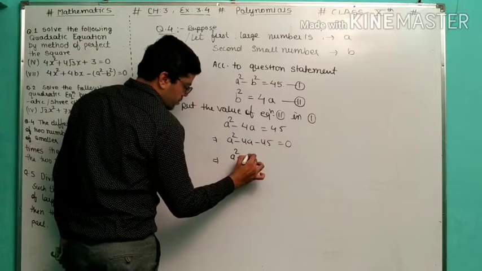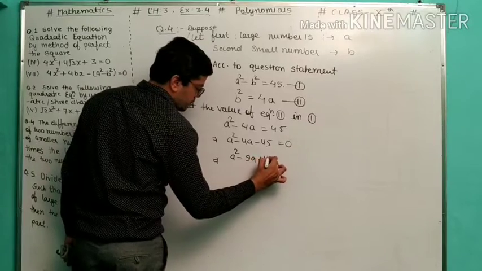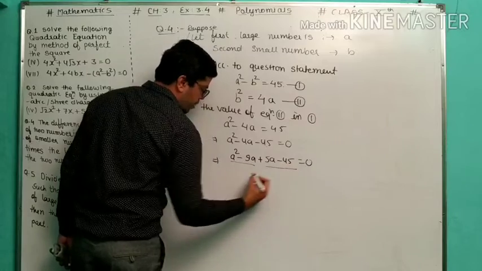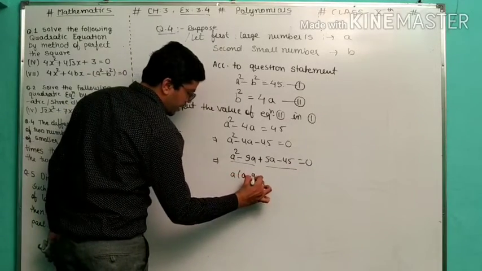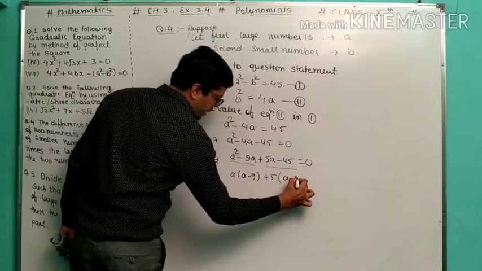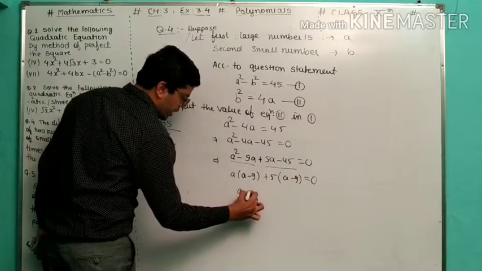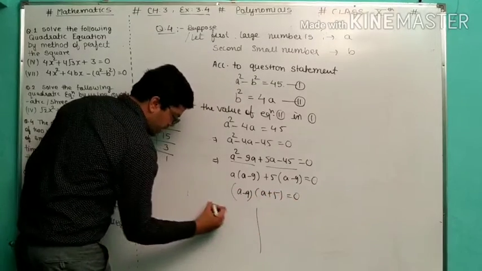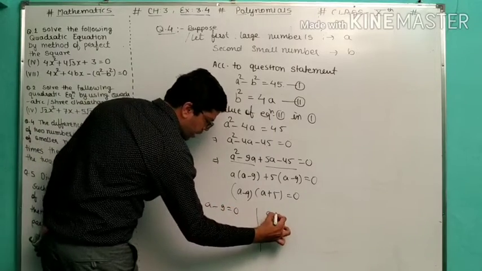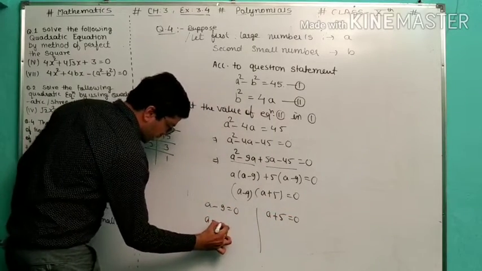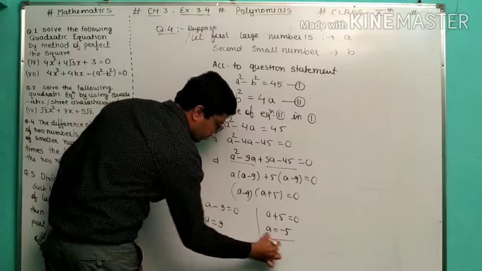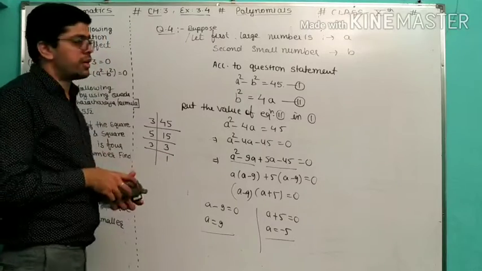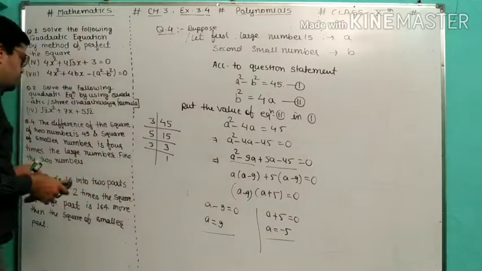a square minus 9a plus 5a minus 45 is equal to 0. Make pairs of two: a is common, a minus 9 plus 5, a minus 9 is equal to 0. So taking a minus 9 common, that is a plus 5 is equal to 0. Separate it: a minus 9 is equal to 0, a plus 5 is equal to 0. So a is equal to 9 and a is equal to minus 5. So these are the two zeros or roots of this particular quadratic equation, whatever we found here.